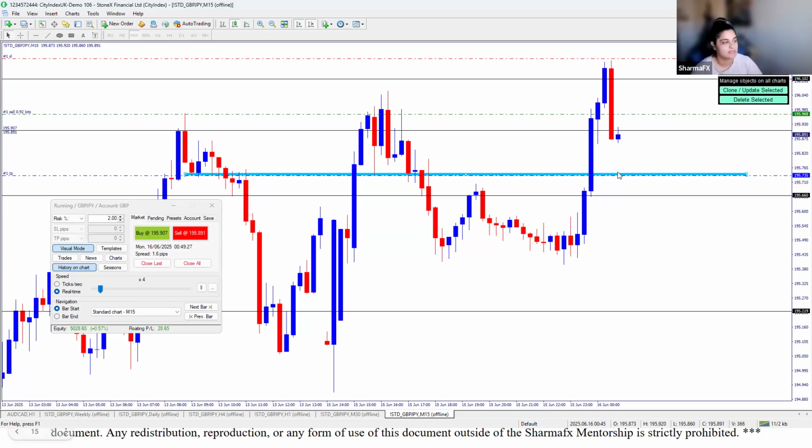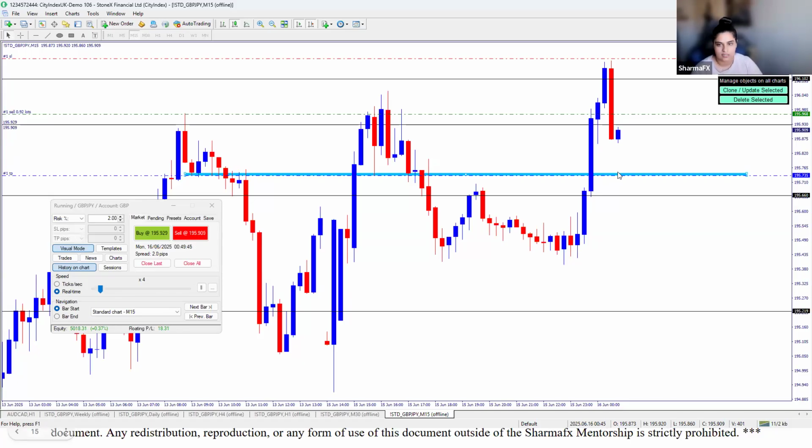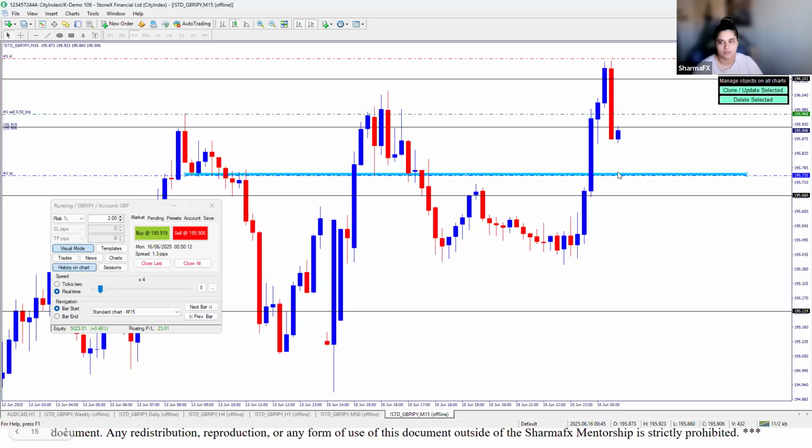I like top wicks because then that tells me where I'm going to place my stop loss, where the buyers rejected, those kinds of things. And then on a bullish candle, I like to see bottom wicks because, again, where can I place my stop loss for buys? And then also, where did the sellers get rejected?